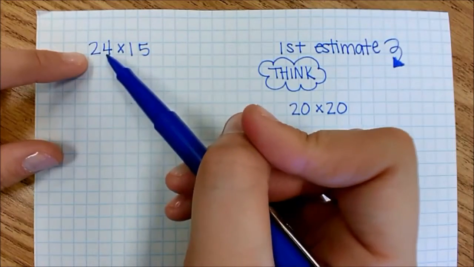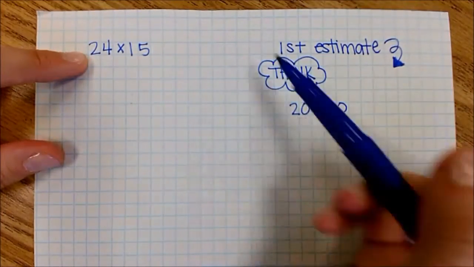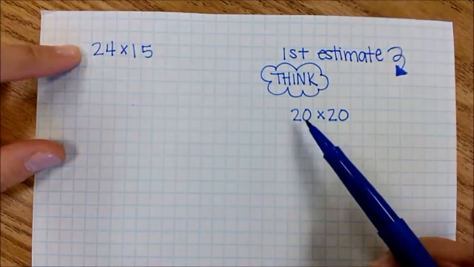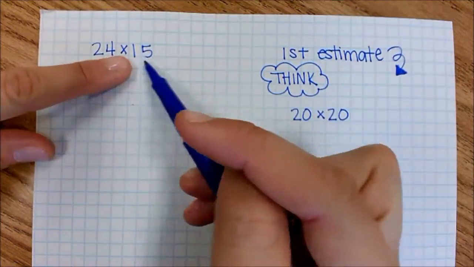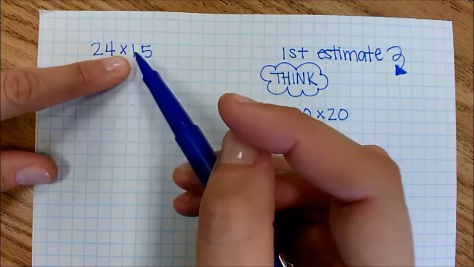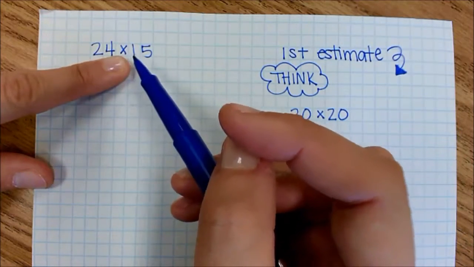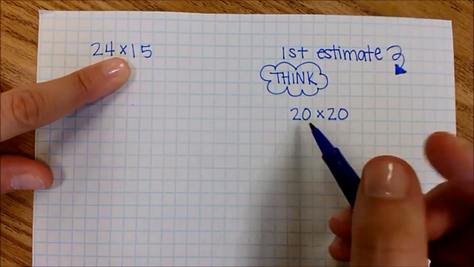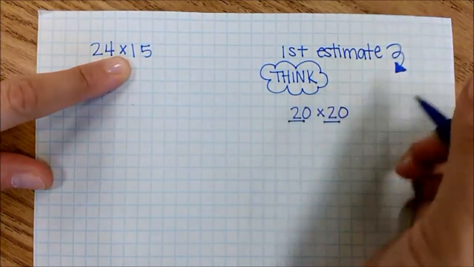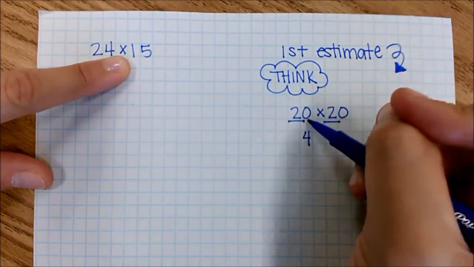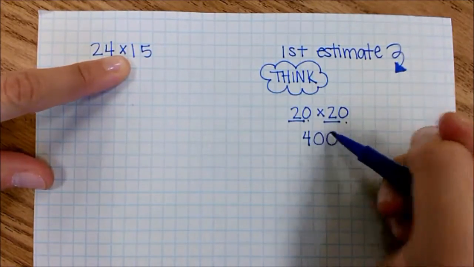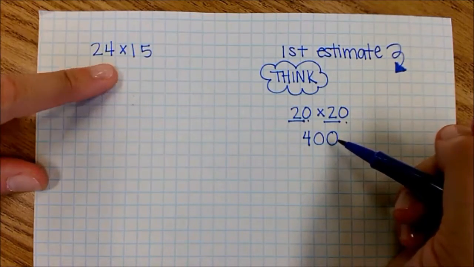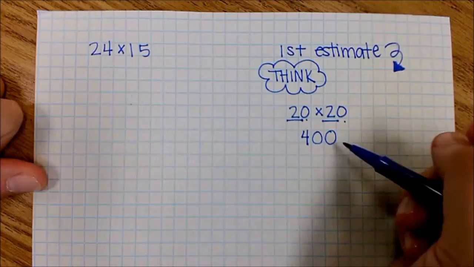So 24, I know, rounds to 20 because this 4 is telling me that I need to keep this 2 the same. So I'm turning it into 20. 15, this 5, is telling me that I can move this 1 to a 2. I can add 1 more to this and make it 20. So here's my basic math fact. 2 times 2 is 4, and I have 2 zeros to add on. So this estimate is telling me that my actual answer should be pretty close to this estimate.